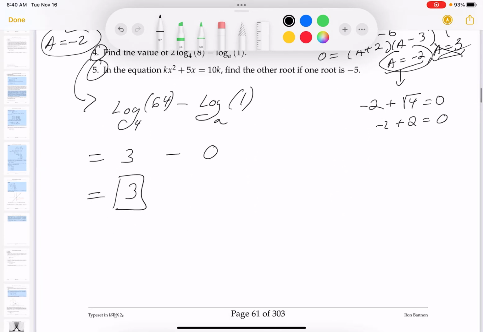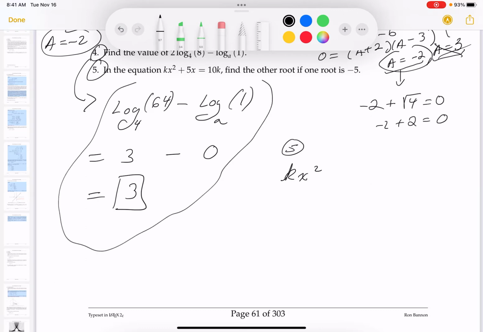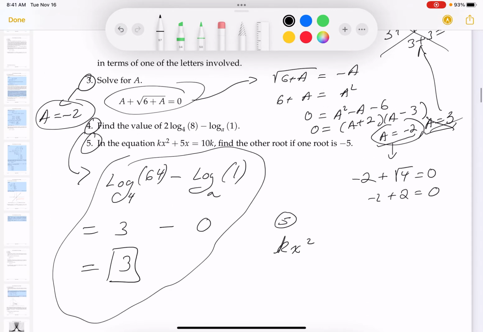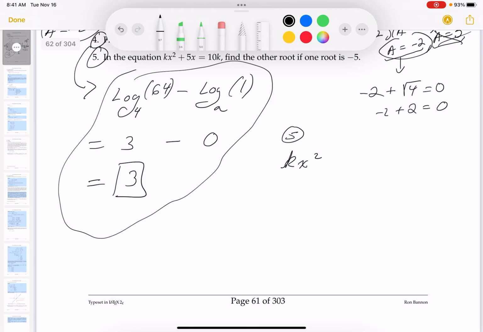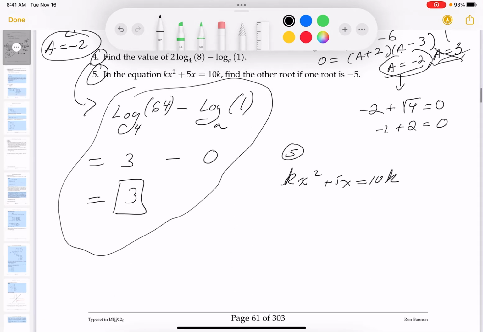All right. Let me do number 5. Again, I believe it's low-hanging fruit. What is 5? kx squared plus 5x. I'll write this down for you. We'll look at the key later, by the way. So I'm doing number 5 now. We did 3, and 4, and now we're on number 5. So kx squared plus 5x equals 10k. What do they say? They say find the other root if one of the roots is minus 5. Well, this thing has 2 roots, and they're giving me 1 root, minus 5.